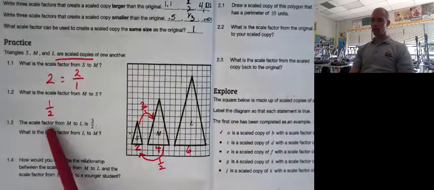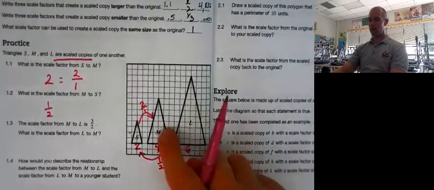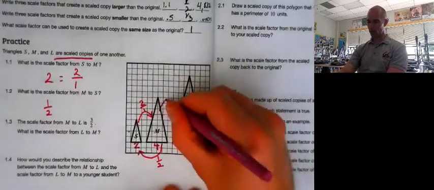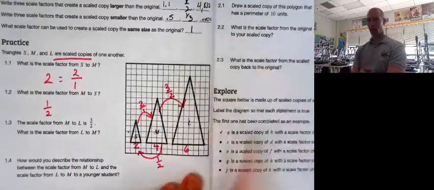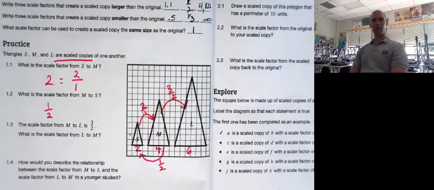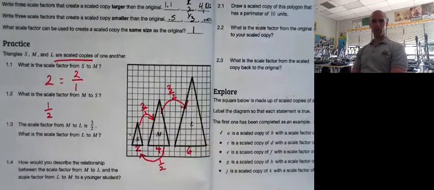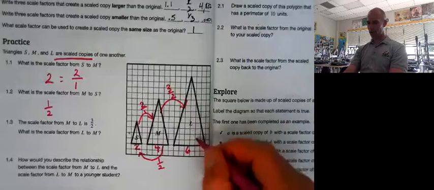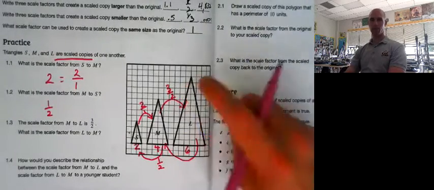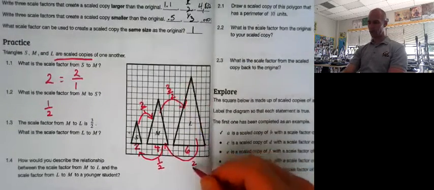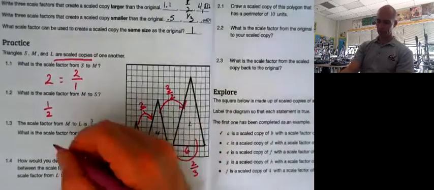All right, and so the scale factor to go from M to L is 3/2. They're giving us that information, so that's great. What is the scale factor from L to M? So based on that same trick I just talked about, we know that the scale factor to come back the other way from L to M must be the reciprocal of this 3/2. So 2/3.